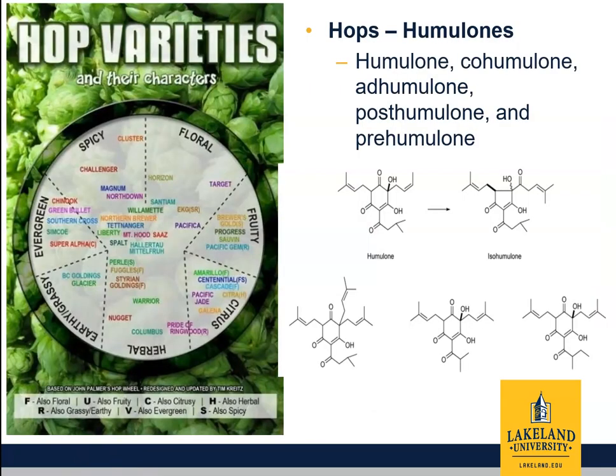Hops are used for a number of reasons during the brewing process. One of them is to impart different flavors, and another is that some of these compounds have antibacterial properties, so they help to reduce bacterial contamination. One of the things that we get out of hops are these humulones, these big, chunky organic compounds that are released from the leaves of our hop plants.